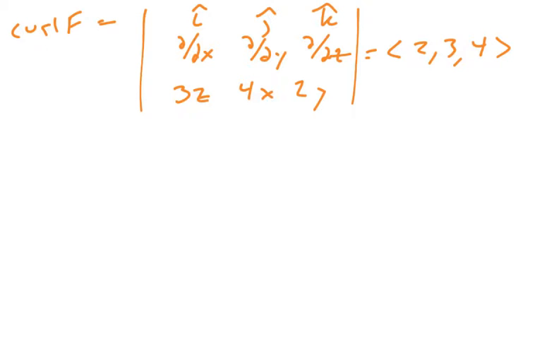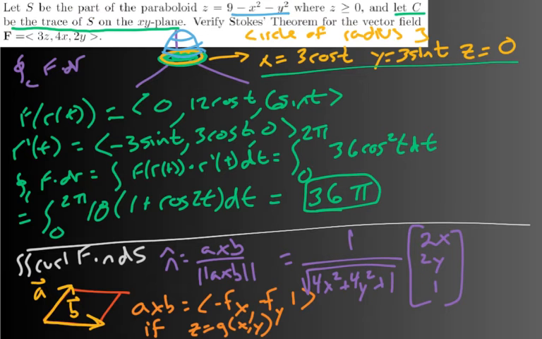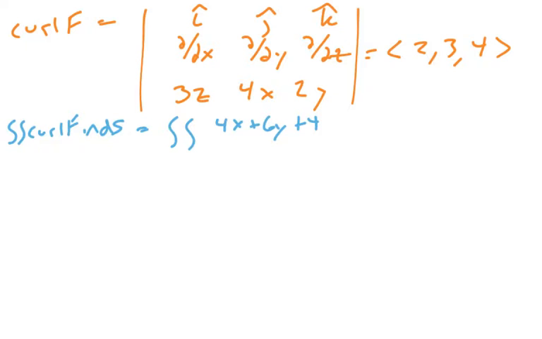All right? And so then we have to dot product these things. If you do the double integral of curl of f dotted with n dS, you're going to get the double integral of 4x plus 6y plus 4. I'm literally dotting: 2 times 2x is 4x, 3 times 2y is 6y, and so on. And then there is still this magnitude tacking along here.